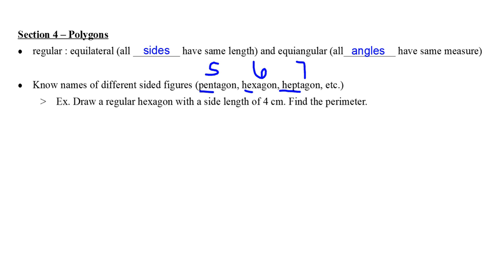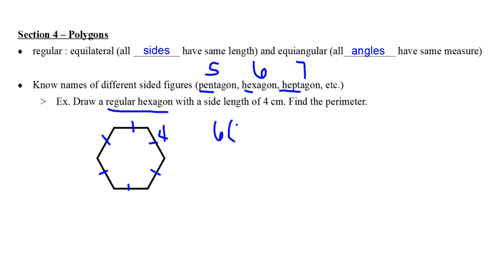So when it says draw a regular hexagon, that means I'm going to have 6 sides, and all of those sides are going to be the same length. So here's a regular hexagon. And it's telling me each side length is 4 centimeters. So they're all 4. If this one's 4, I can denote on my hexagon that all of those sides are the same length. Now, if I want to know the perimeter of this particular hexagon, well, I've got 6 sides, and they're each 4 centimeters long. So we can just multiply. 6 times 4 centimeters is going to give me a perimeter of 24 centimeters.